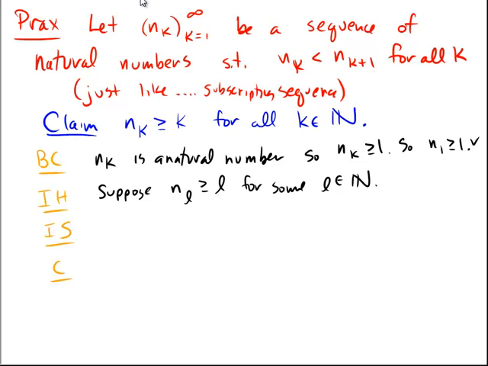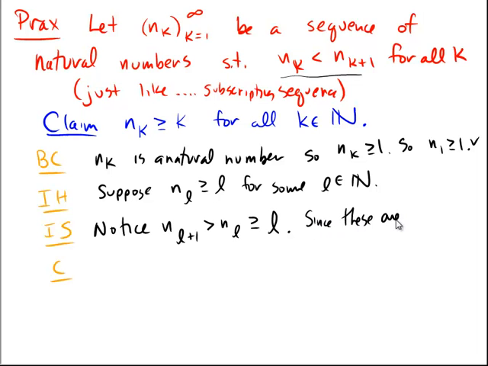Then, to jump up to the inductive step, we would notice something about n sub l plus 1. Well, n sub l plus 1 is bigger than n sub l because we assume that it is a strictly increasing sequence. And by the inductive hypothesis, we know that n sub l is bigger than or equal to l. So since these are natural numbers, what does that tell us?